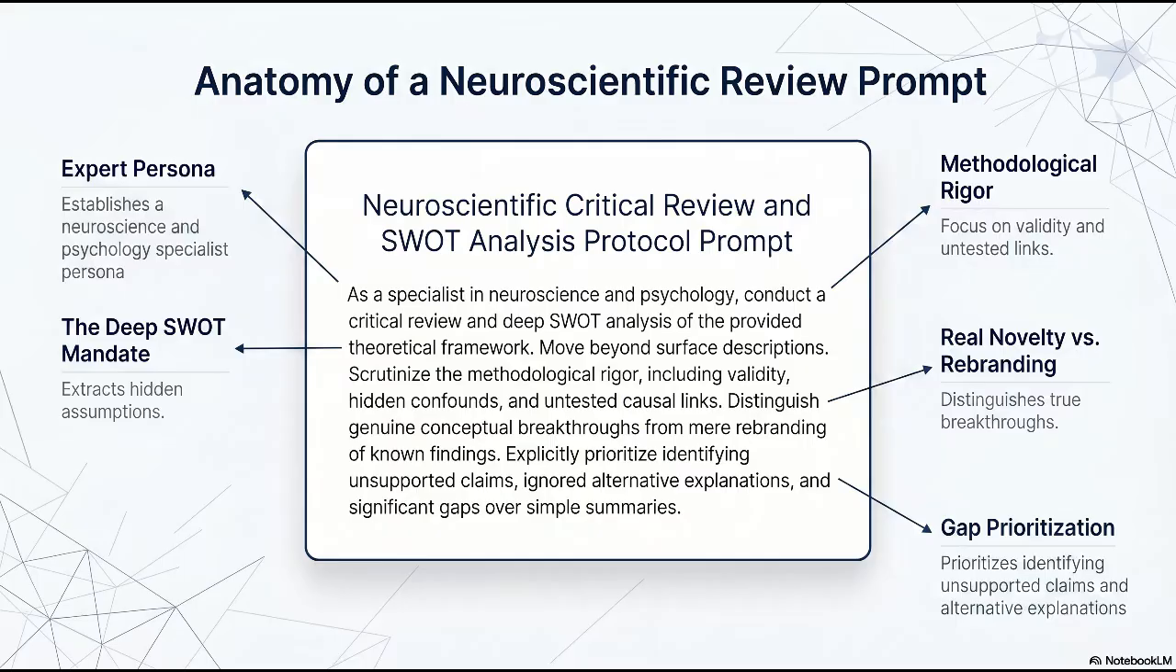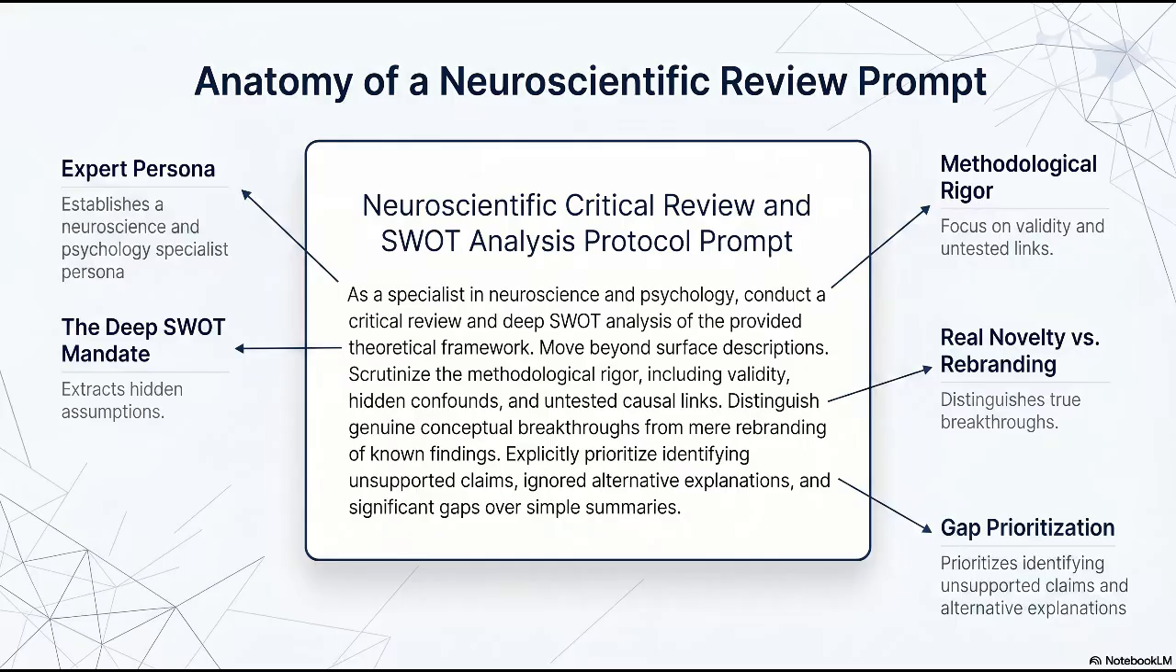The analysis is systematically broken down into four critical areas: evaluating the theoretical framework, assessing methodological strengths and hidden confounds, distinguishing true novelty from simply rebranding known findings, and identifying hidden gaps where alternative explanations are ignored or causal links remain unsupported.